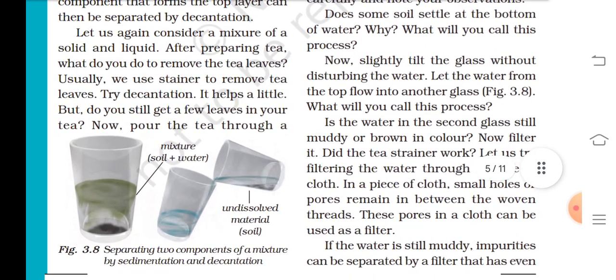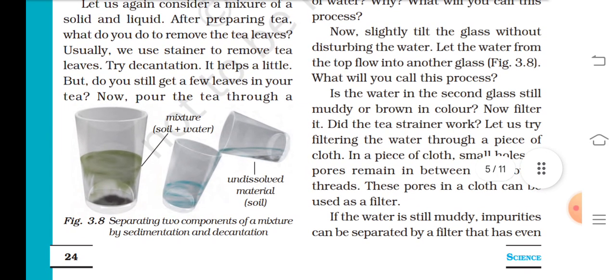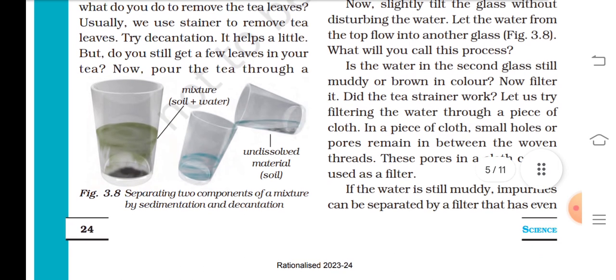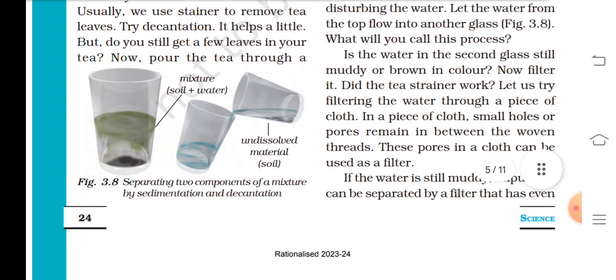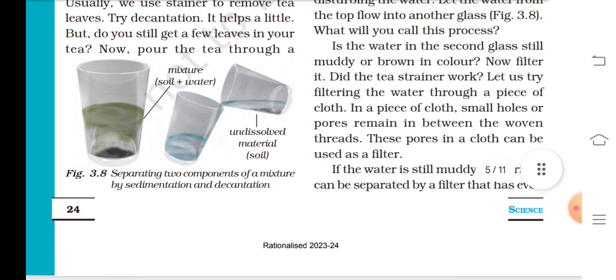Why? What will you call this process? Now slightly tilt the glass without disturbing the water. Let the water from the top flow into another glass. What will you call this process? Is the water in the second glass still muddy or brown in color?